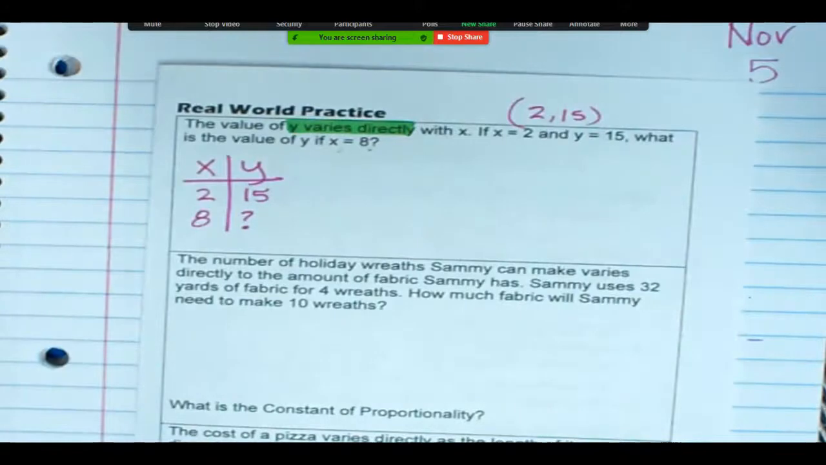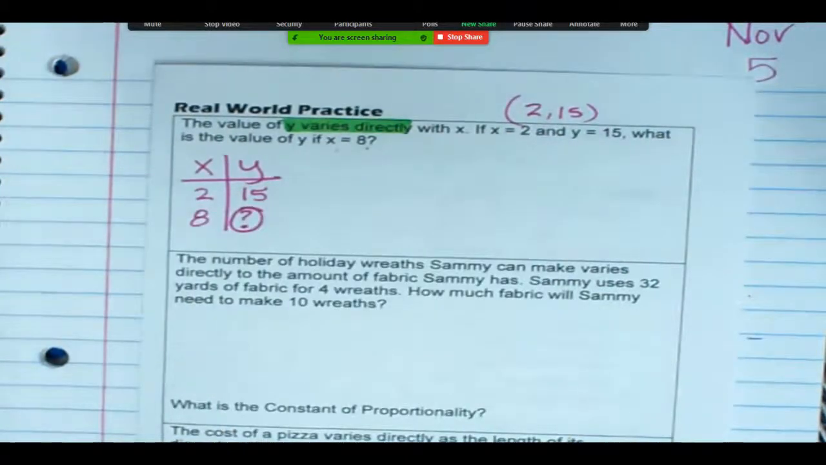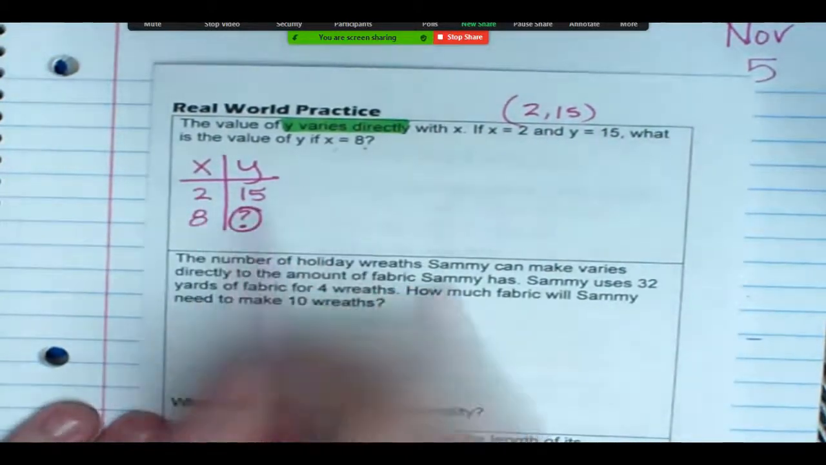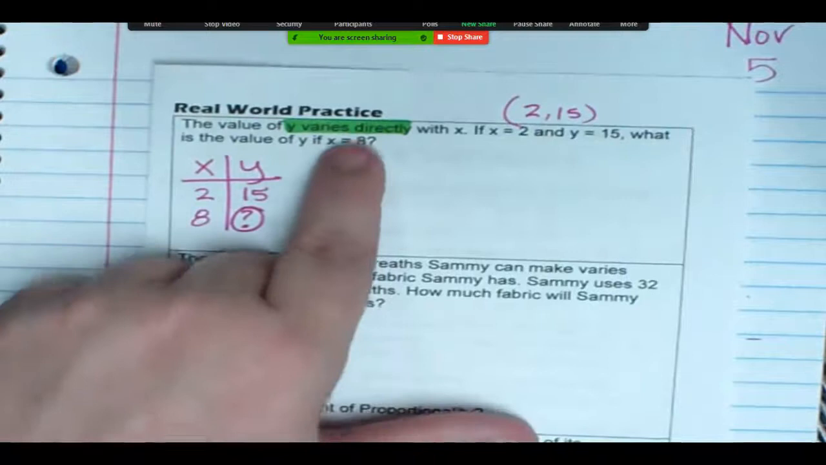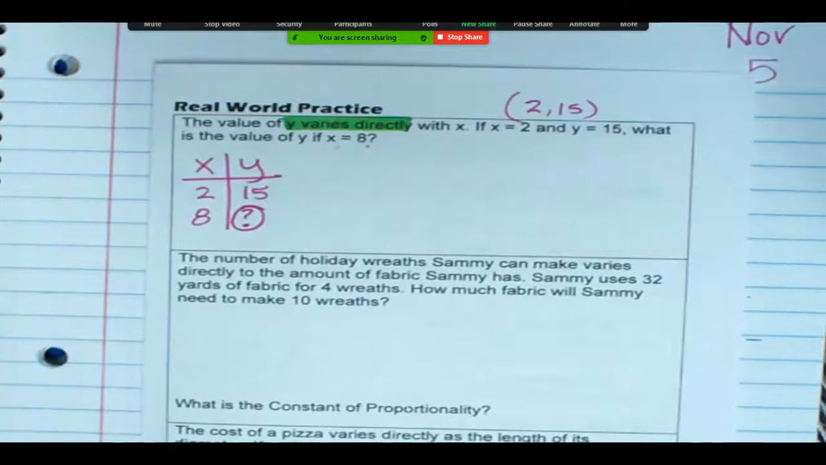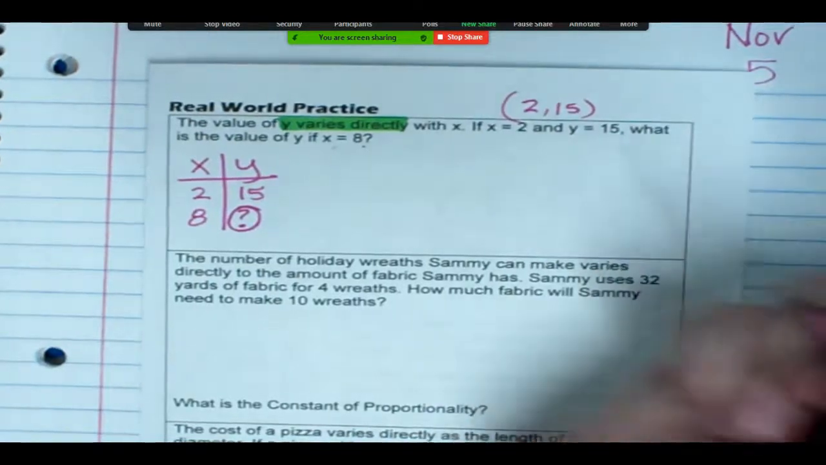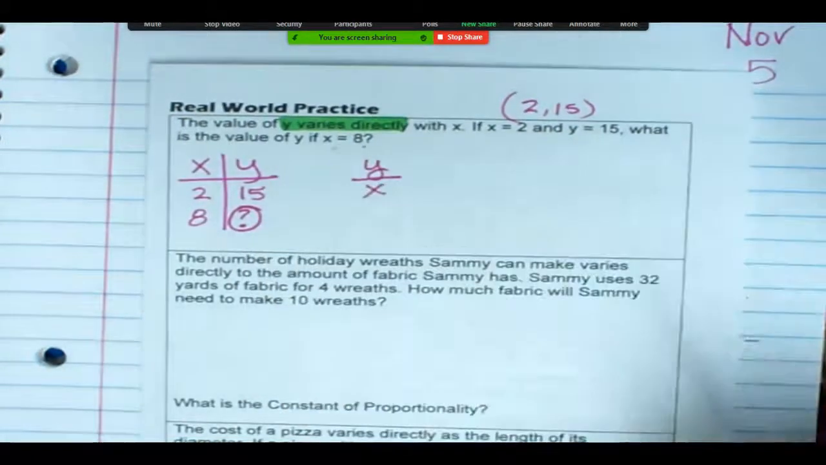So I need to figure out what is that constant of proportionality. What number can I multiply by 2 to get 15? But did the question ask for the constant of proportionality? No. The question asked for a final answer. What is y? They didn't ask me what was that magic multiplier number. A final answer. Well, we already said if it varies directly, it's proportional. Can I just set up a proportion? I know how to do those. We got to remember from 7th grade. If I set up my proportion, maybe I'll go ahead and use x over y.